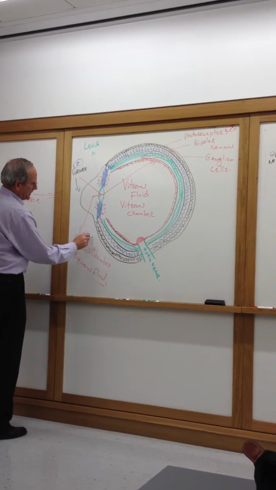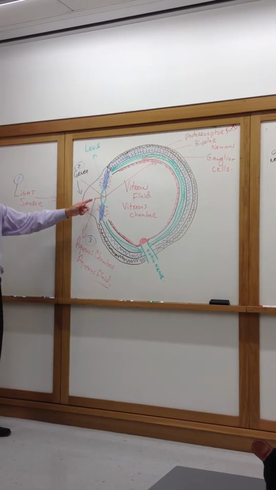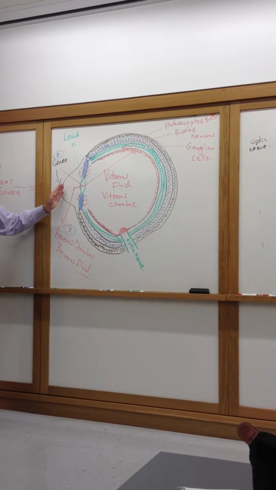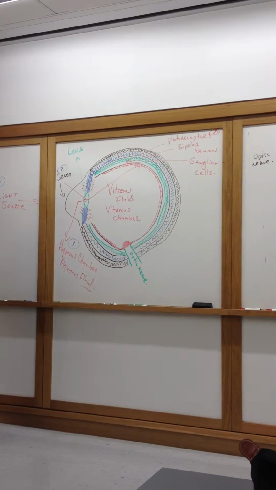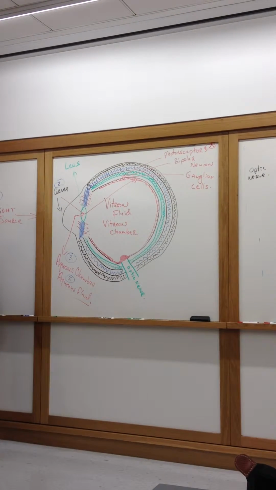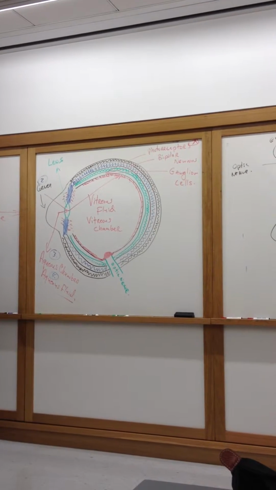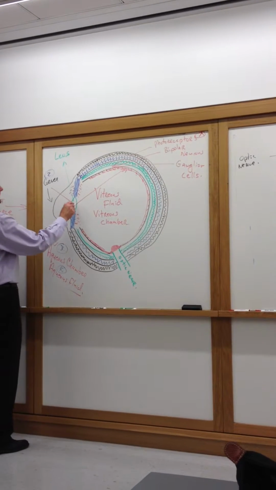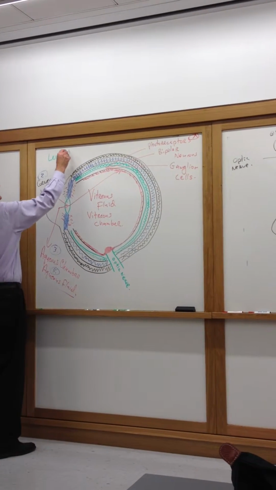Step 3 goes through the aqueous chamber. The aqueous chamber is the cavity between the cornea and the lens, right? Goes through the aqueous chamber. And in the aqueous chamber we have what? Aqueous fluid. It goes through the aqueous fluid and then hits the lens, right? So the lens would be step number 5.